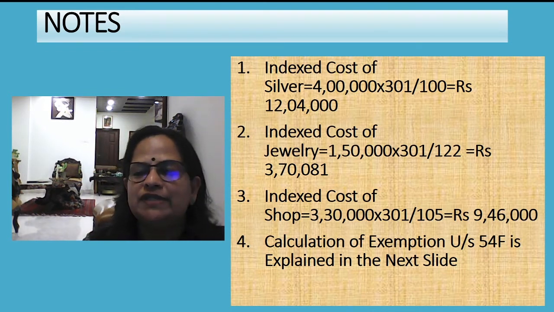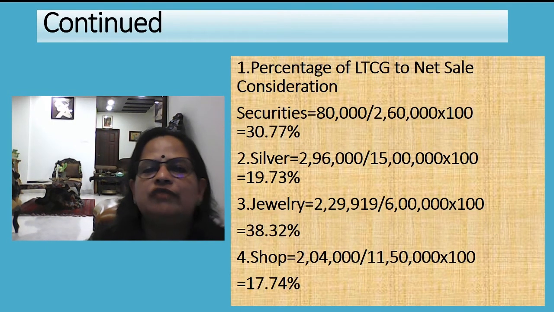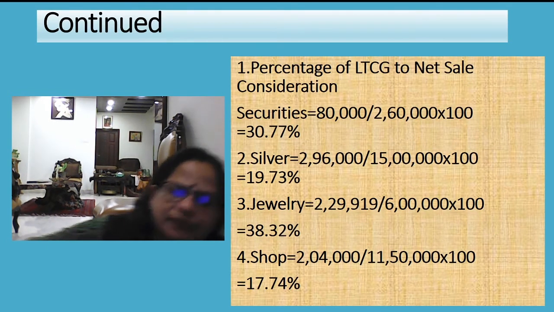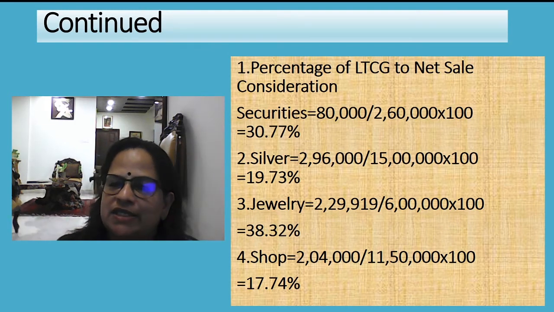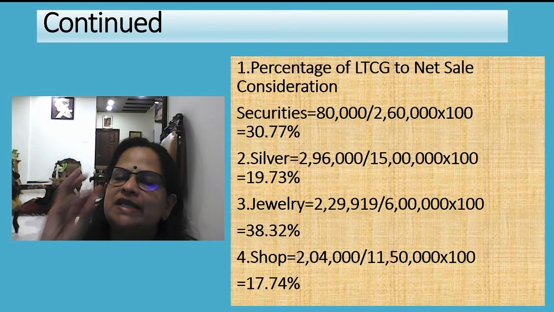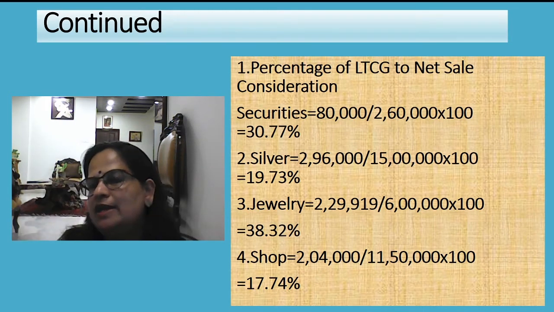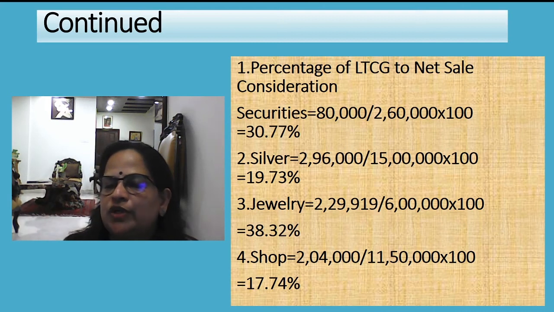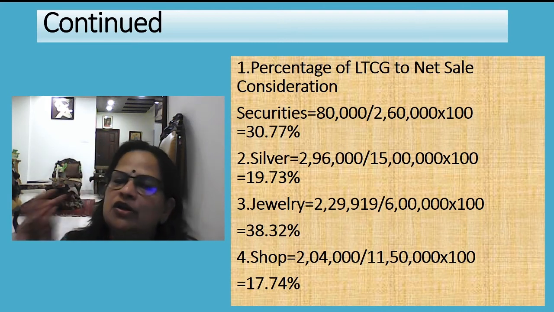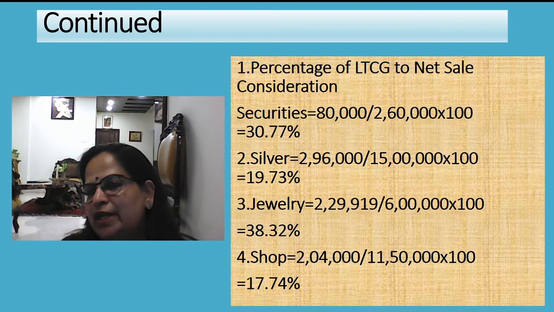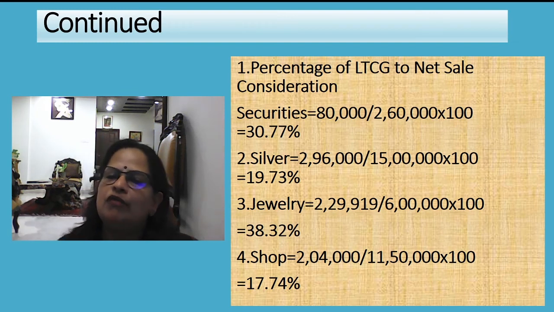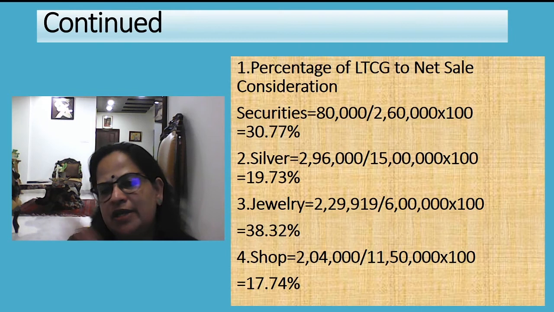Now the calculation of exemption under section 54F is explained in the next slide. See, here you have to remember that the question says he has invested 22 lakhs. If you see the sale price of the total assets, the 4 assets he sold, whatever sale price he got is more than 22 lakhs. That means he has not invested the full value. In some problems that I will do in the next module, I have explained that he has invested the full value, whatever net sale consideration, in the new asset.